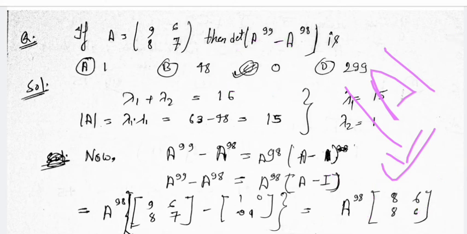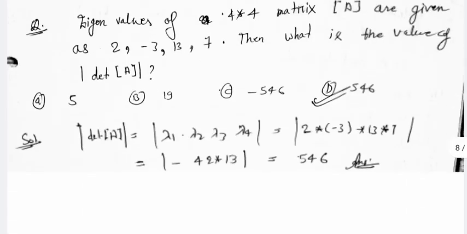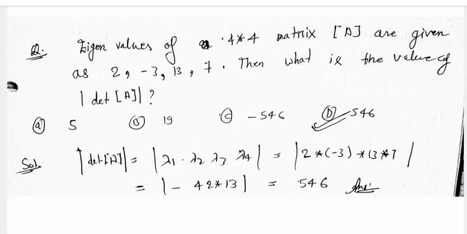Now come to the next question. The eigenvalues of a 4 by 4 matrix A are given as 2, minus 3, 13 and 7. Then what is the value of the determinant of A? Here there are 4 options. Option A, 5; option B, 19; option C, minus 546; and option D, plus 546.